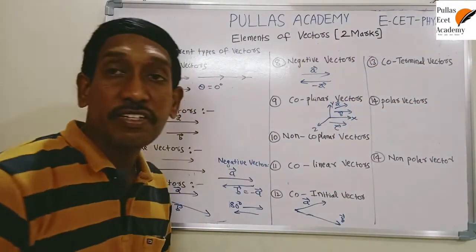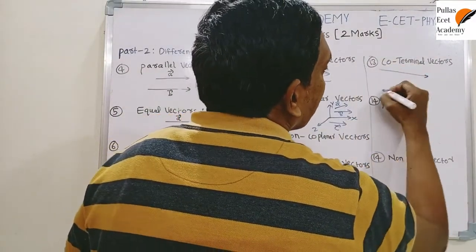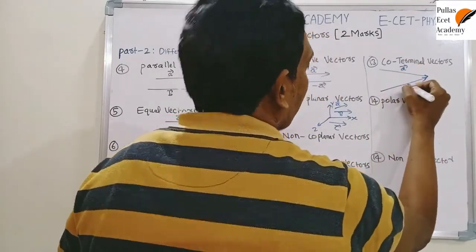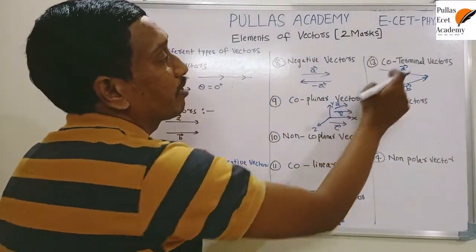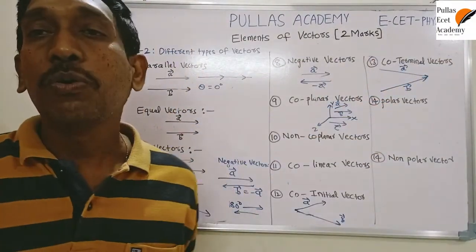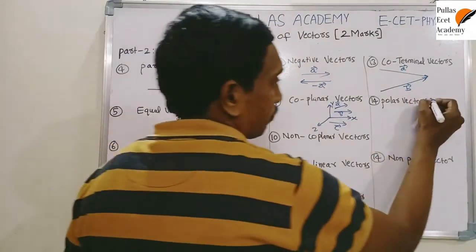Co-terminal vectors means the final positions of the two vectors coincide at one point. This is a bar vector and b bar vector. They start from different points and end at one point. If the two vectors end at the same point, they are called co-terminal vectors. That's the difference. Next, polar vectors.